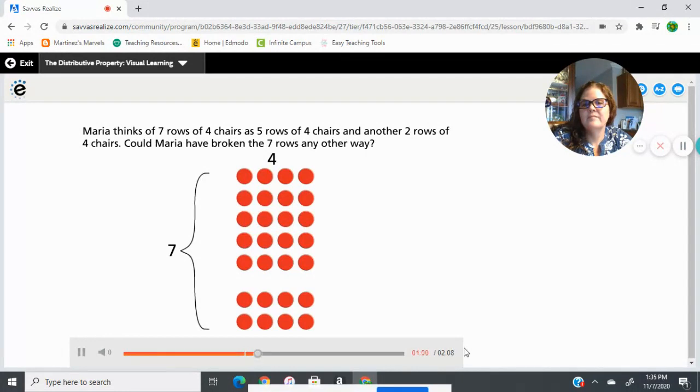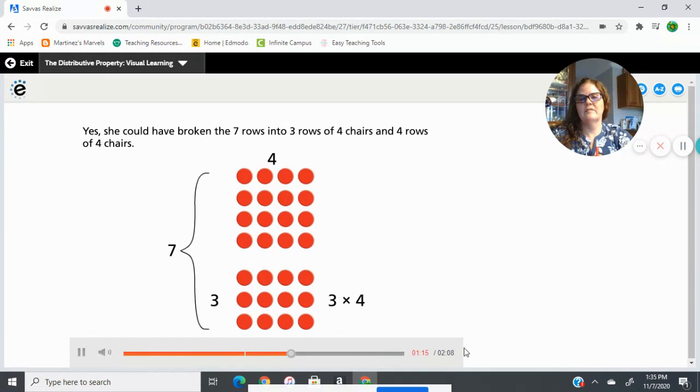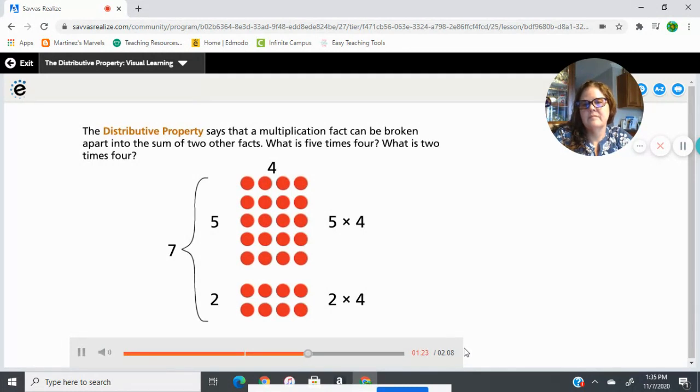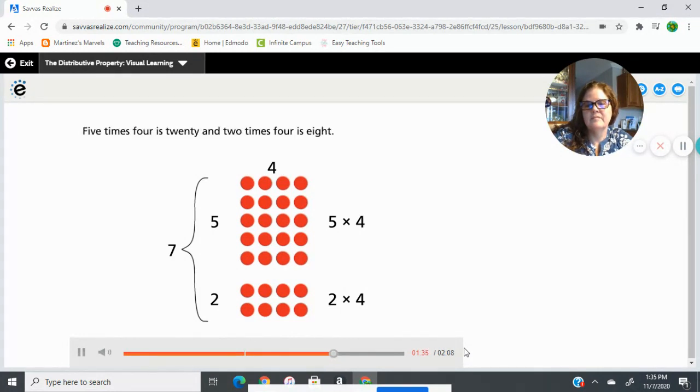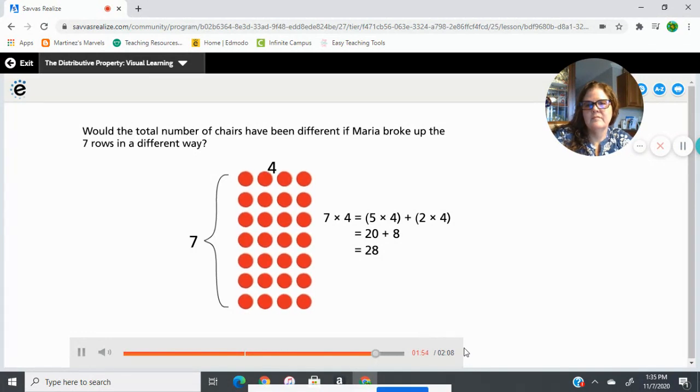Maria thinks of 7 rows of 4 chairs as 5 rows of 4 chairs and another 2 rows of 4 chairs. Could Maria have broken the 7 rows any other way? We know that she could, because we just practiced it. Yes, she could have broken the 7 rows into 3 rows of 4 chairs and 4 rows of 4 chairs. The distributive property says that a multiplication fact can be broken apart into the sum of 2 other facts. What is 5 times 4? What is 2 times 4? 5 times 4 is 20, and 2 times 4 is 8. 20 plus 8 is another way to find 7 times 4. So 7 times 4 equals 28. Would the total number of chairs have been different if Maria broke up the 7 rows in a different way?